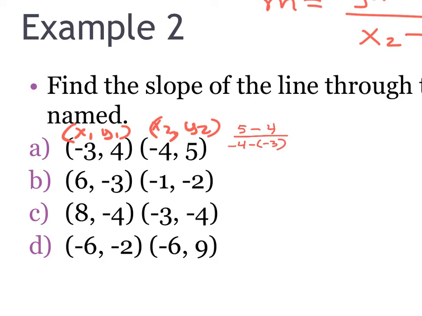Be very careful with your signs. You need to do a keep flip change on those negatives. So the numerator becomes 1. The denominator is really -4 plus 3, which is -1, which gives me -1. So my slope, if I were to graph this, would be -1. Next one, do the same thing: y2 minus y1, -2 minus -3 over -1 minus 6.